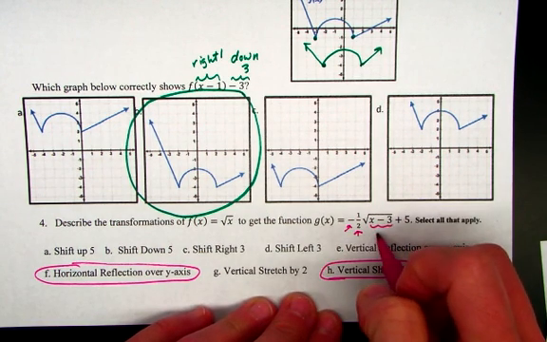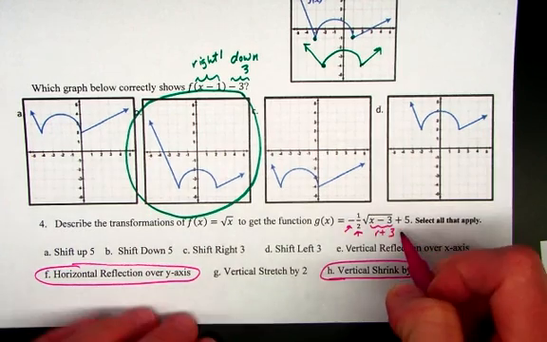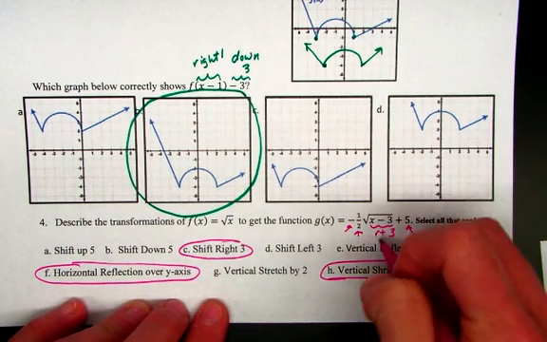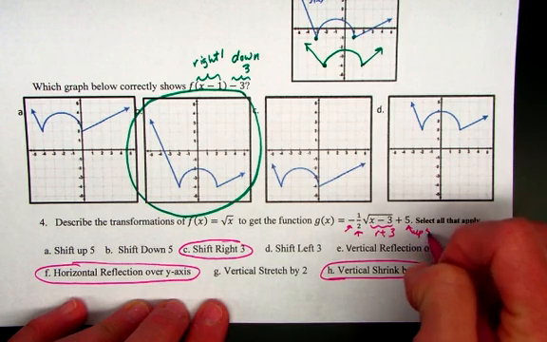On the inside, this is right 3, because it's on the inside. And then on the outside here, it is up 5.